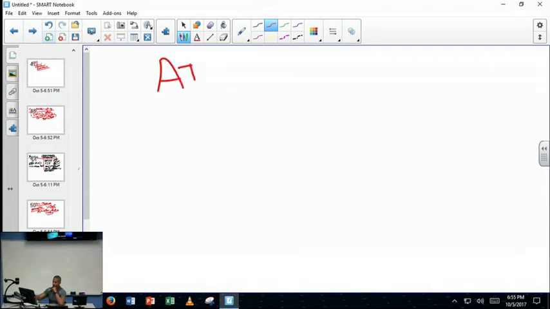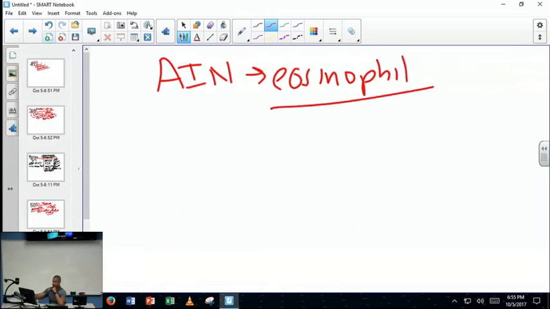Okay, so acute interstitial nephritis. Eosinophils is the hallmark. So if you do a blood test, are you going to see elevated eosinophils? Yes. Check the urine. Urine eosinophilia.